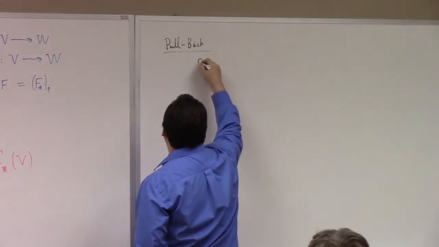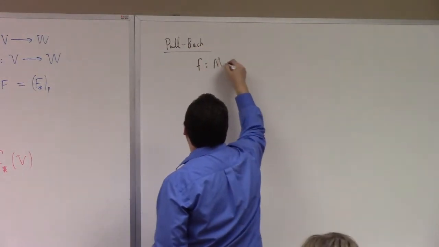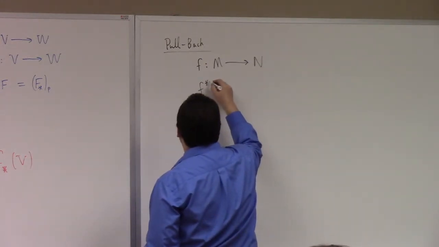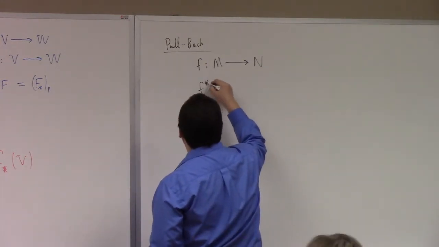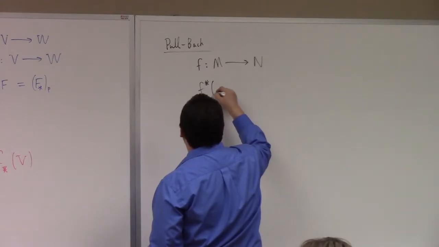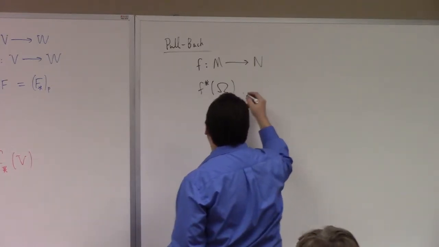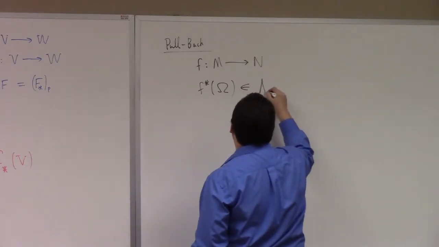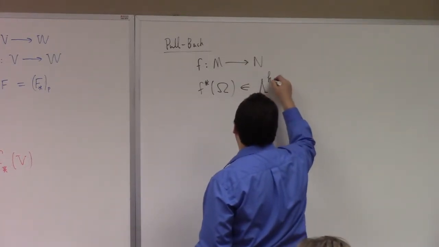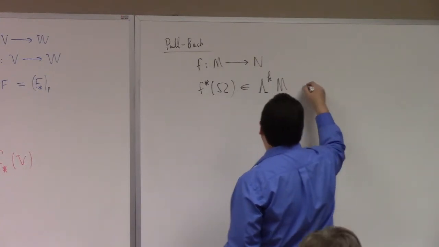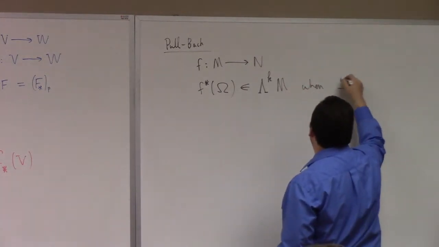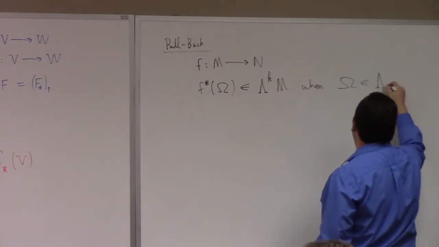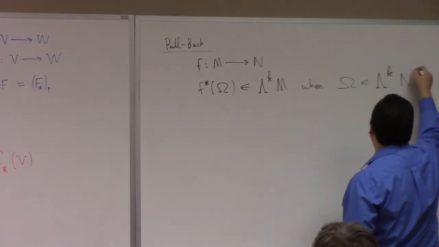here we're talking f, say going from M to N again. So f pullback, oh, wait a minute. Yeah, f pullback of omega is an element of lambda^k M when omega is an element of lambda^k N, right?